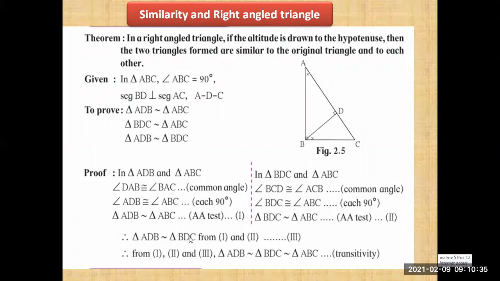So from equations 1 and 2 we write, ABD is similar to ABC, BDC is similar to ABC. That means we can write ABD is similar to BDC. So simply we write these three triangles are similar to each other. Very simple. First write down the given, draw the diagram, write down given, to prove and then proof. Consider first these two, triangle ABD and ABC, and show that these two triangles are similar by AA test. Then consider the other one, BDC and ABC.